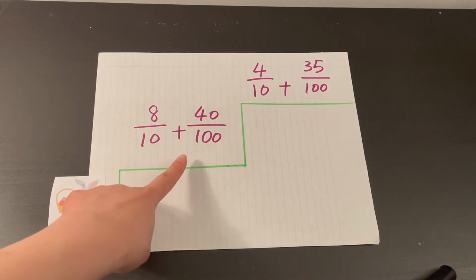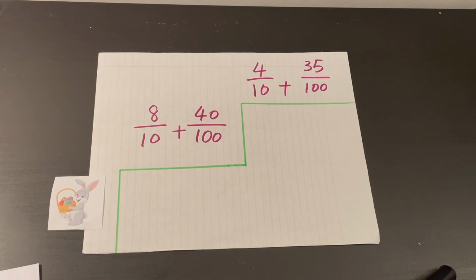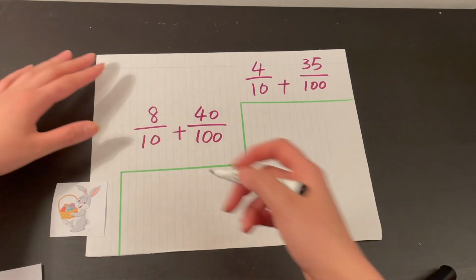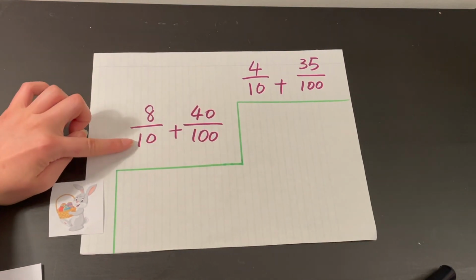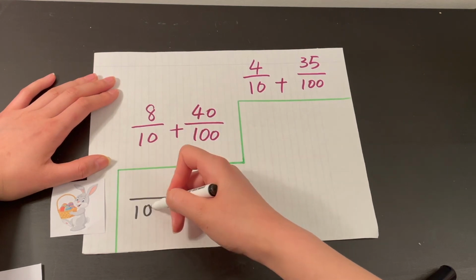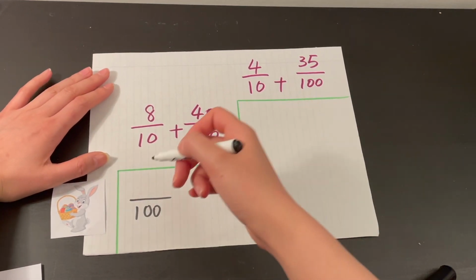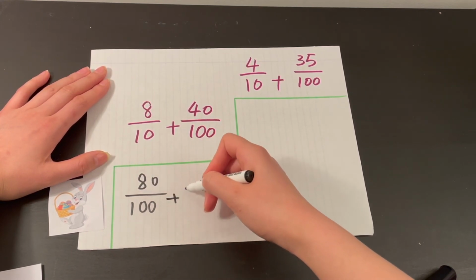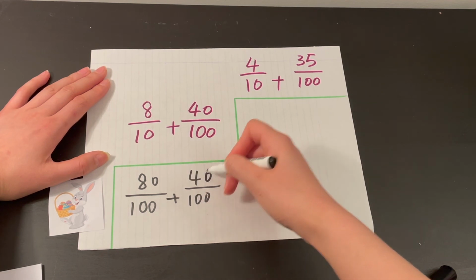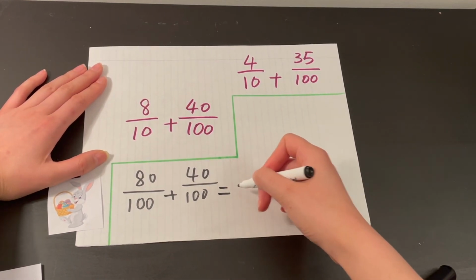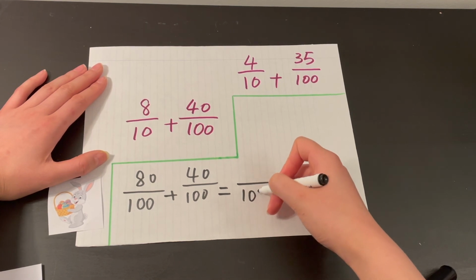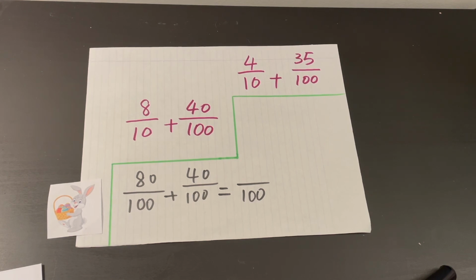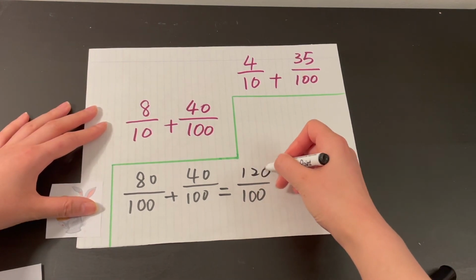8/10 plus 40 over 100. So what can we do? Yes, we need to convert this fraction into a fraction with a denominator of 100. 10 becomes 100, so times 10. So our numerator 8 needs to times 10 too. It's 80. And then bring down the next fraction, 40 over 100. Now we can add them together. Denominator keeps the same, 100. Numerator, 80 plus 40 is 120. There you go. Perfect, we got it.